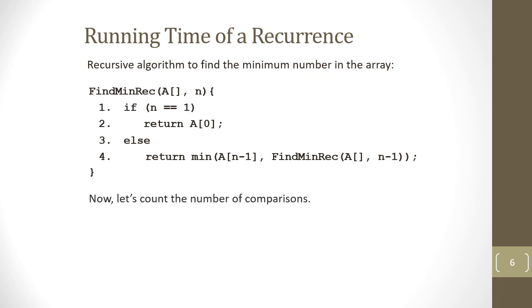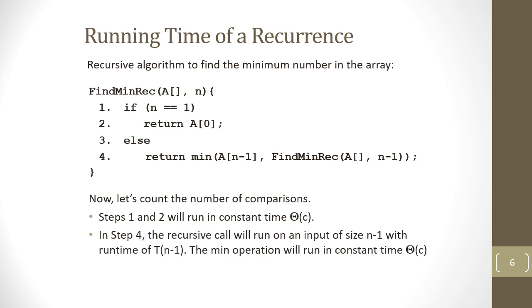So now let's count the number of comparisons. So step 1, step 2 will run in constant time. Line 3 will not be considered because if the if condition has been performed and it's false, automatically the program counter will return here. So we will not count the else part. So in step 4, the recursive call will run on an input of size n minus 1 with the runtime of t of n minus 1. So the minimum operation will run in constant time. So this min function here is just comparing one number with the other number, that is the result from the find min recursive.